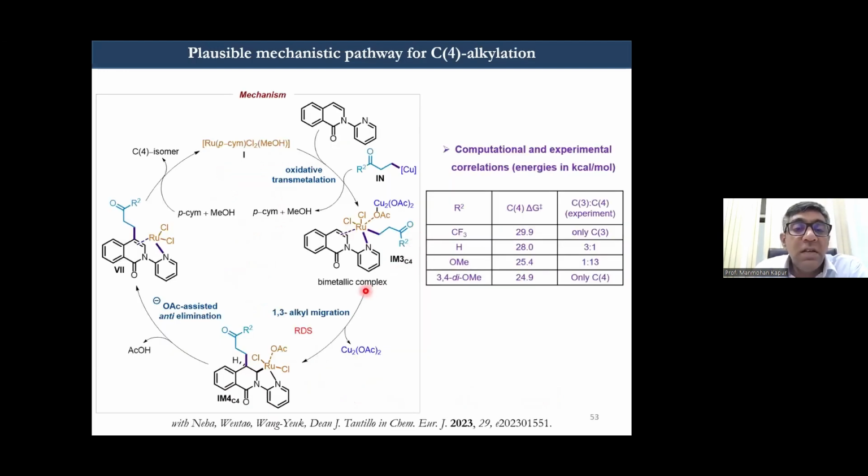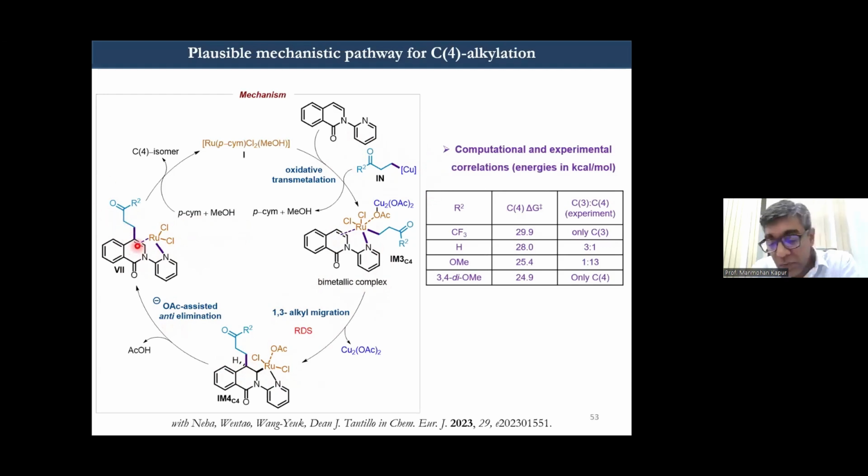What about the C4 product? How does the C4 product generate? We found that this now generates this particular copper species, followed by a bimetallic species that is coordinated to this olefin. A 1,3 alkyl migration generates this ruthenacycle, which now undergoes an anti-E2 type of elimination to give you this species. This is now broken down by methanol to give you the C4 alkylated species.